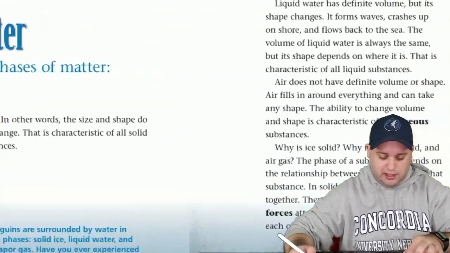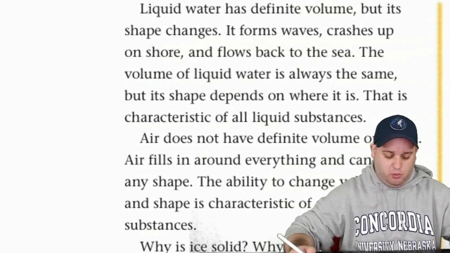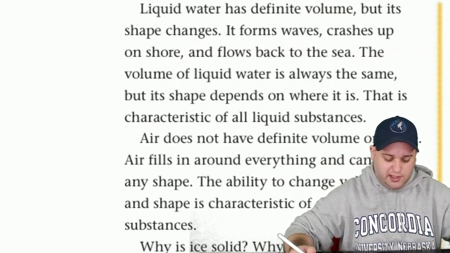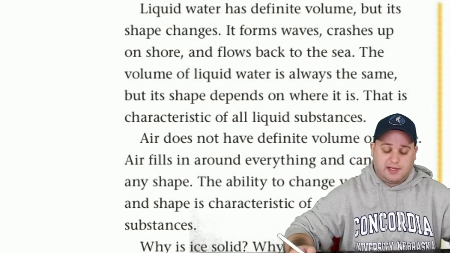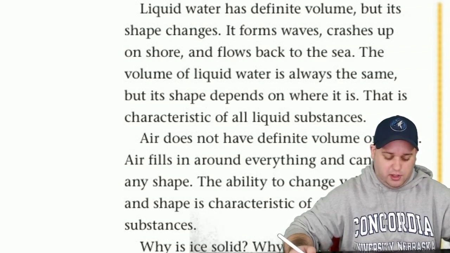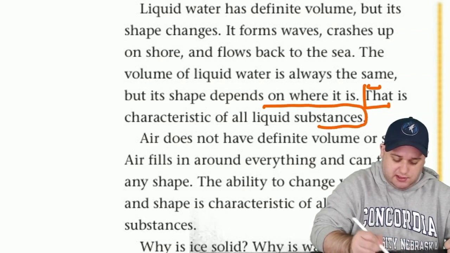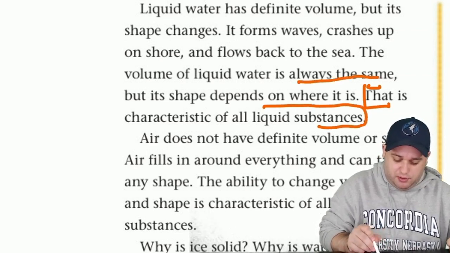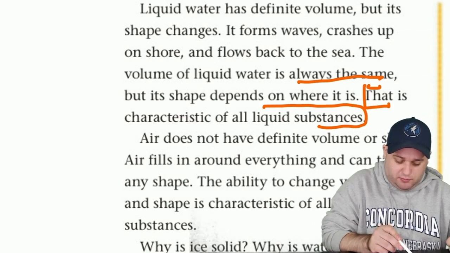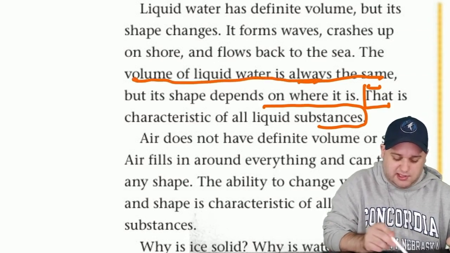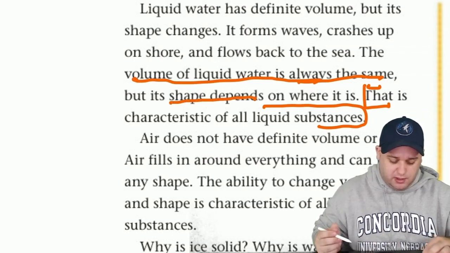Let's move on to page 29. Liquid water has definite volume, but its shape changes. It forms waves, crashes up on the shore, and flows back to the sea. The volume of a liquid is always the same, but its shape depends on where it is. That is a characteristic of all liquid substances. The volume is always the same, but the shape depends on where it is.